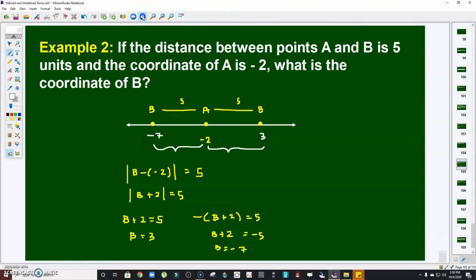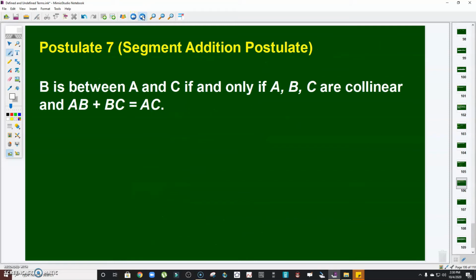Clear? Okay, so the next postulate, postulate number 7, which is the segment addition postulate, states that B is between A and C if and only if A, B, C are collinear and AB plus BC is equal to AC. So let's illustrate that.